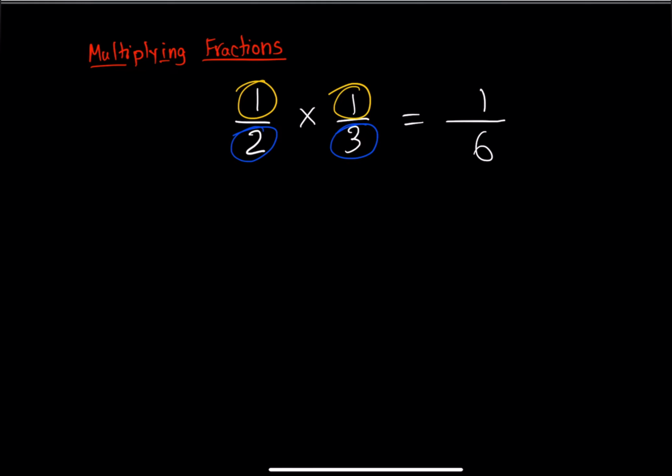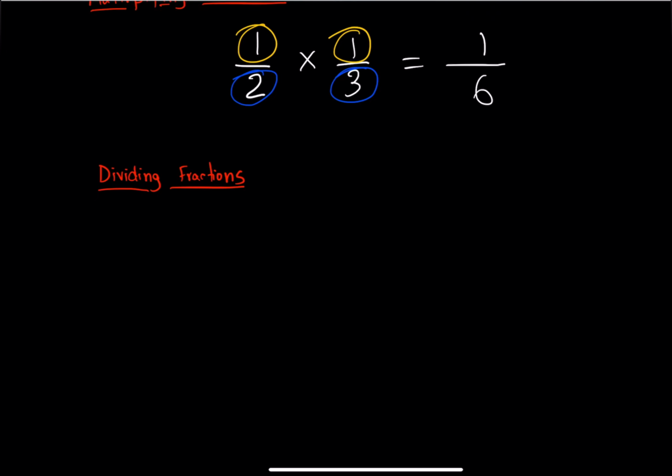And lastly, dividing fractions. Dividing fractions is probably one thing that a lot of people struggle with because it's complicated. So over here, let's take our original numbers again, which is 1 by 2 divided by 1 by 3. So over here, we're going to have to take the second number and find its reciprocal.